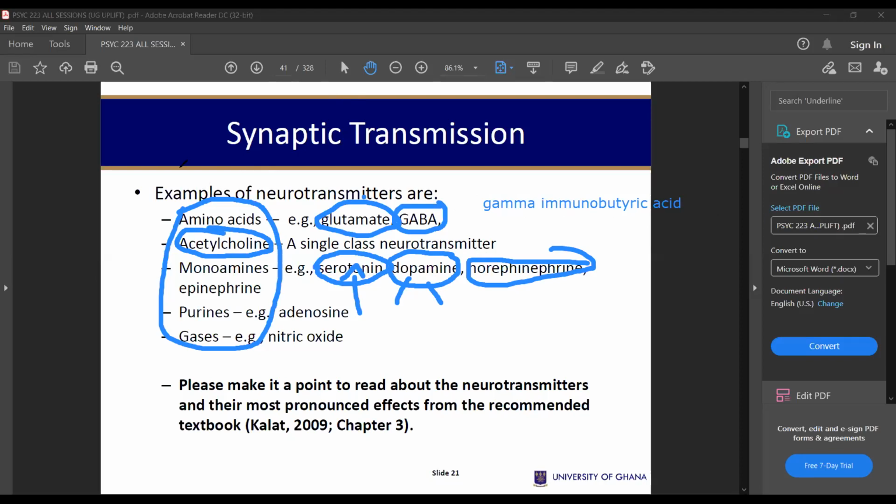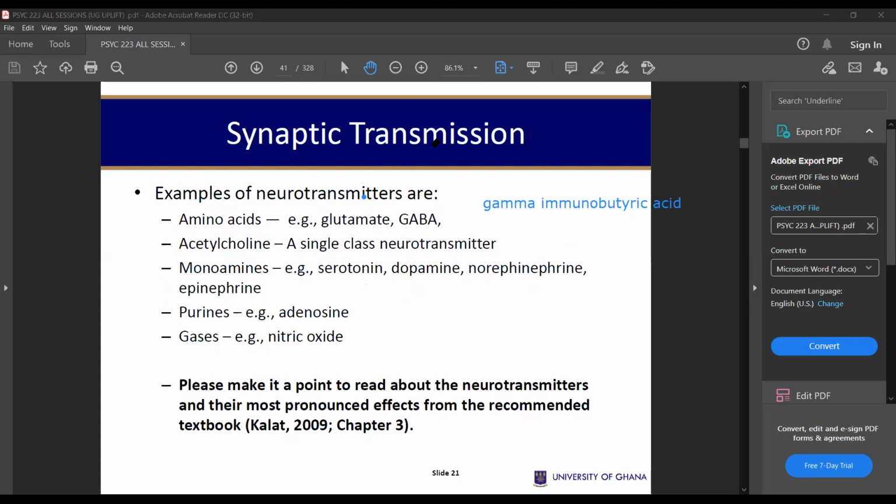So these are some of the things you need to know. I would advise you that you should know the function of each. We have different functions of it. I would explain a few of them, and you have to do research on your own. So for instance, glutamate plays a significant role in memory and learning.